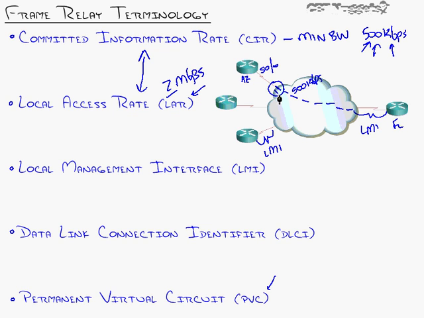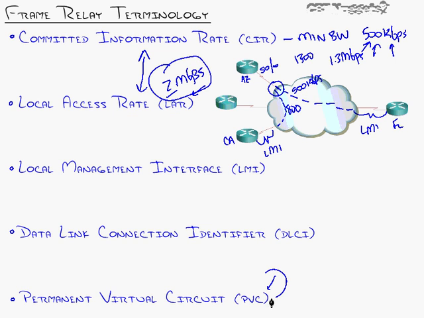Now, I could also buy a second PVC from Arizona to California that has an 800 kilobit per second CIR. So total, if you look at that, 500 plus 800, that's about 1,300 or 1.3 megabits per second of bandwidth that I have there. And as long as I don't exceed my local access rate, I'm okay. I can keep bundling all these together.